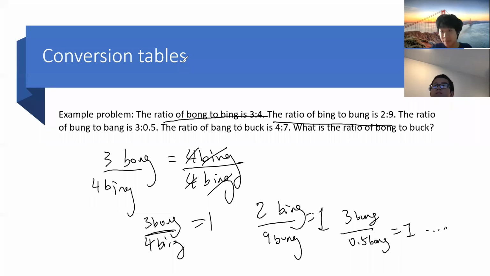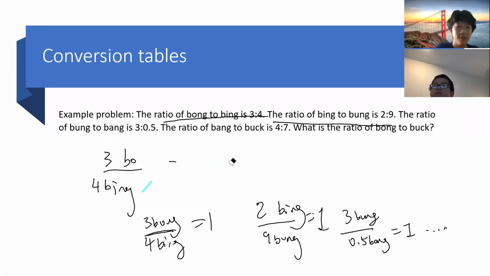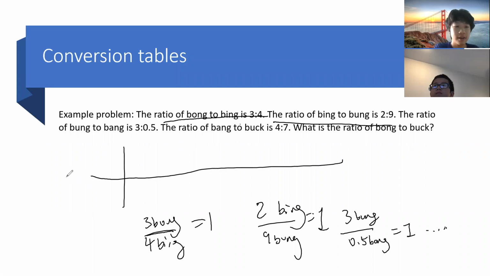So let's begin converting these. What I'm going to do is draw out a table. It's a conversion table. It's going to look like this. So let's first draw out this table. It's going to look like that. We're going to first start with the first ratio we have here, 3 bong over 4 bing.